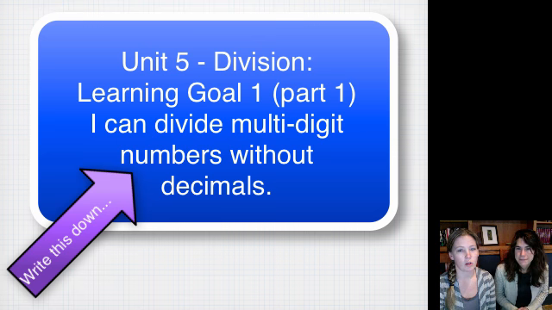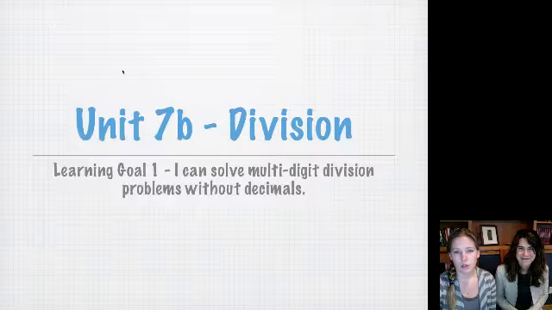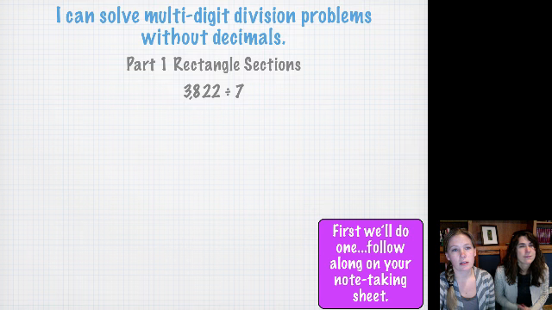And our first learning goal is we're jumping right into it, solving multi-digit division problems without decimals. So we are going to actually have 3 different ways to do this, just like we did with multiplication, and we're going to take them one step at a time. So make sure that you write this down. And actually, we have a little note-taking sheet, so hopefully you can jot it down in there, and we'll have it all together. So the first method is the rectangle sections method.